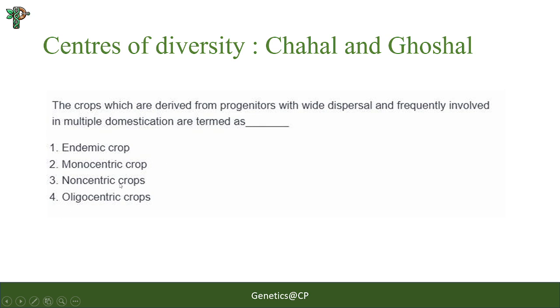See, generally when you have multiple domestication centers, particularly they should not have any one center of origin. That type of plants are generally called non-centric crops. And there are examples also present in the Chahal and Ghoshal book. You should read these concepts before going for the examination.